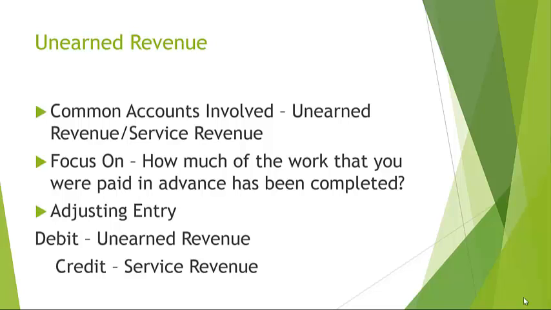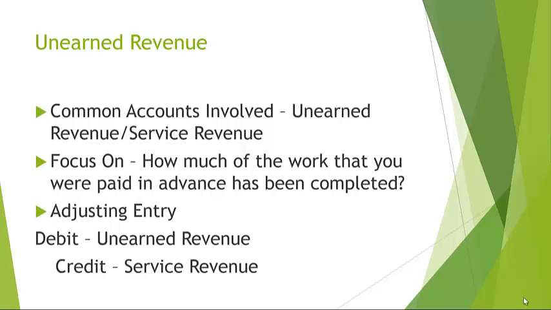Then we get to unearned revenue. Remember, unearned revenue is a liability account. We owe for services that were paid for in advance. Our common accounts involved really just two, both unearned revenue and service revenue. And the focus on this particular adjustment would be how much of the work that you were paid for in advance has been completed. So how much did we get done? Is it a percentage? Is it a dollar amount? So forth and so on.